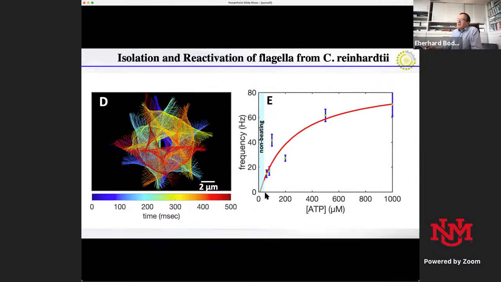If the ATP concentration falls below a certain limit, you get no beating. And then if you increase the ATP, you can see that the beat frequency goes up and they're beating faster and faster and faster, all the way up to about 60 hertz, so 60 beats per second. So this is quite large.